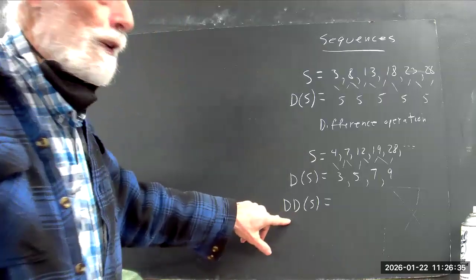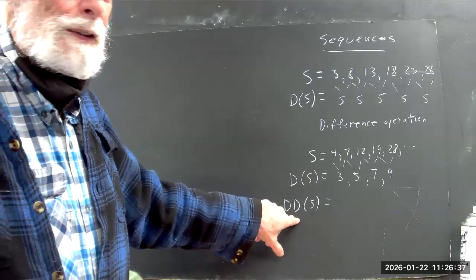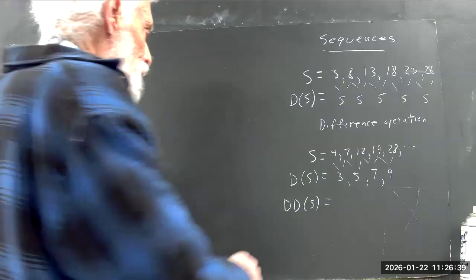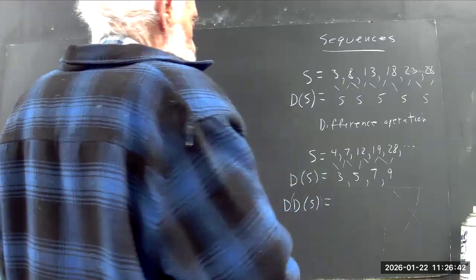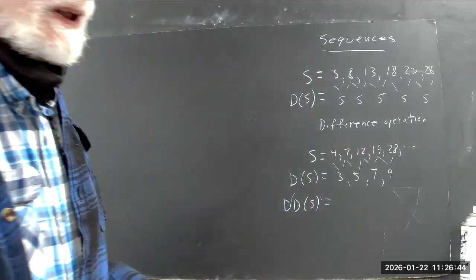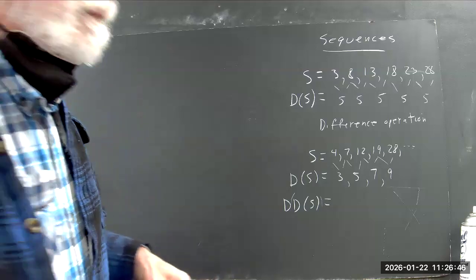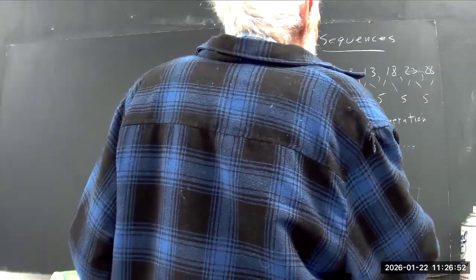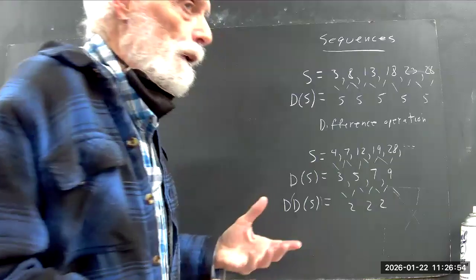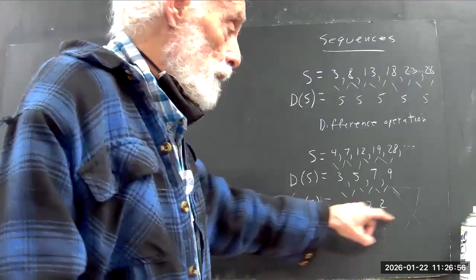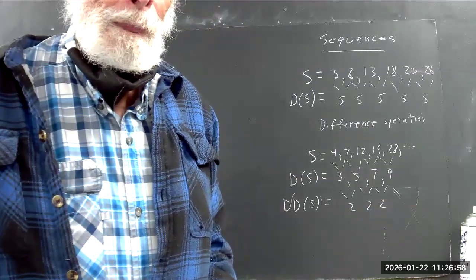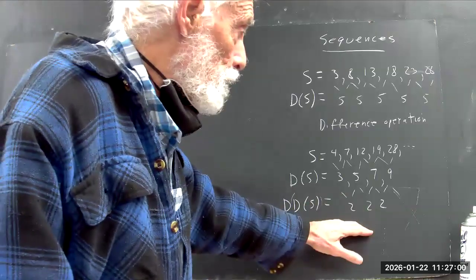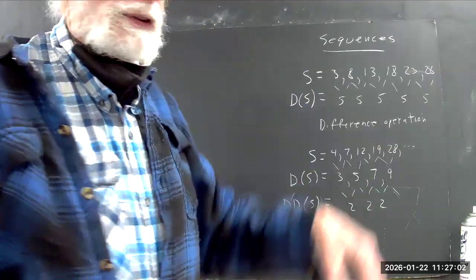We can do a second difference, the difference of the difference sequence. Now, formally, I should probably put parentheses around that, but that's optional. And I get 2, 2, 2. Now, if the numbers are bigger, it might not be obvious that you're getting the same number every time here. But now we can use this to build up the original sequence, right?